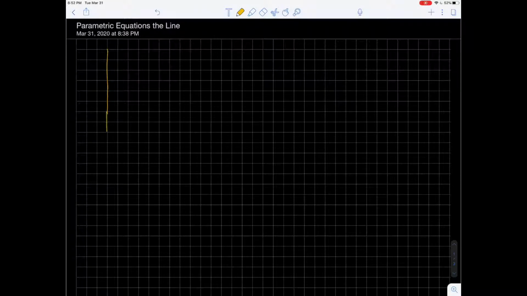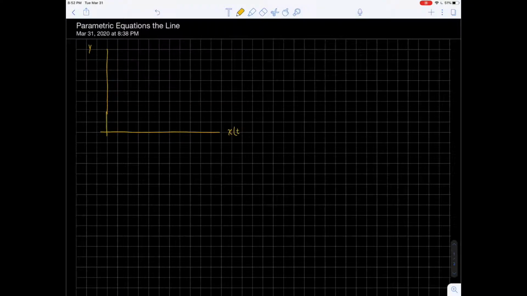Normally when you graph a line, I'll make it fairly long here, maybe something like that, and normally we have our y-axis and we have our x-axis. But this time we're going to break our line. Instead of x and y being in the same equation, we're going to make two equations where each one of these is a function of time. So t is time. It can be in minutes or seconds or hours. It just depends on the application.